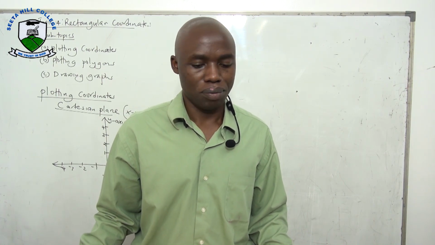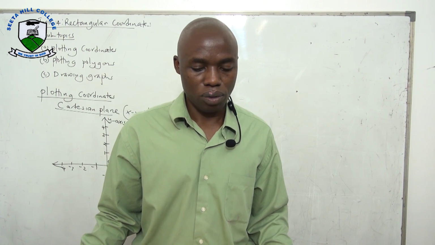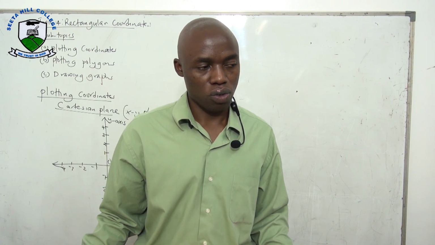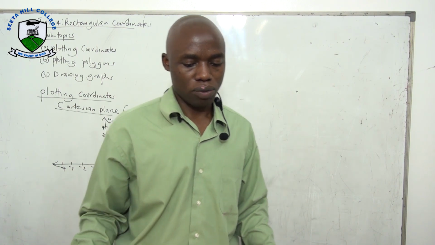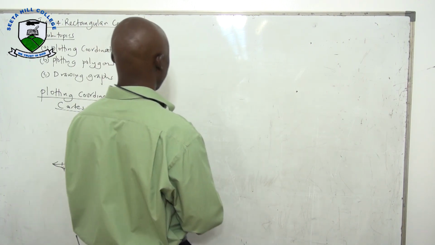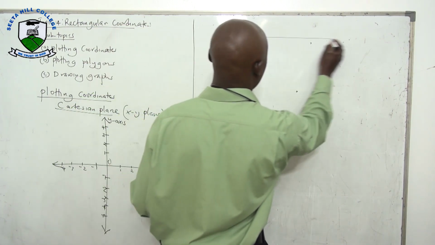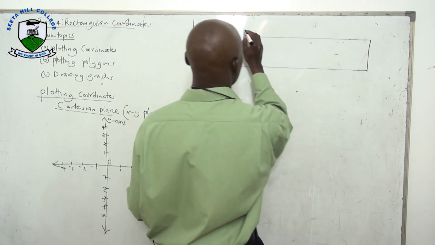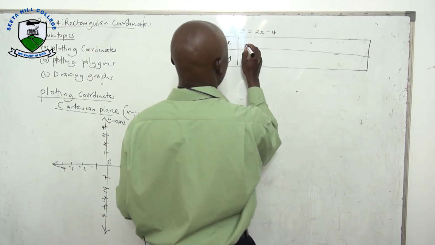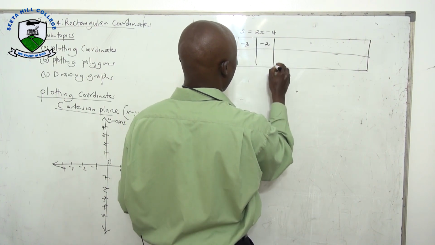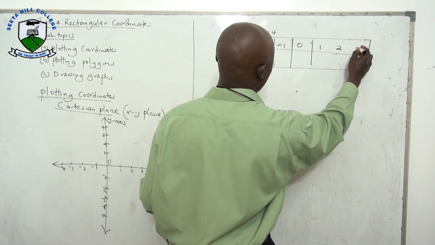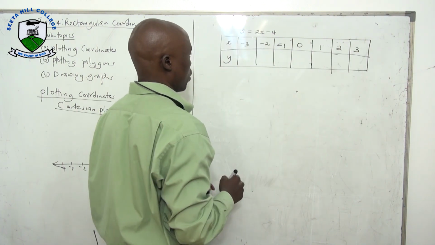You are set there? Yes. Complete the table of values for y is equal to 2x minus 4. You complete that table. y is equal to 2x minus 4, x, y. Then you have from -3, -1, 0, 1, 2, and 3. You complete that table.